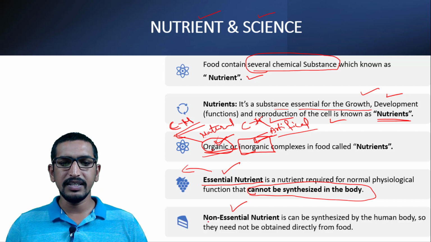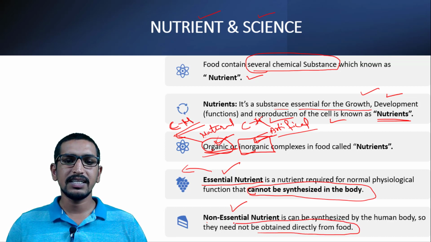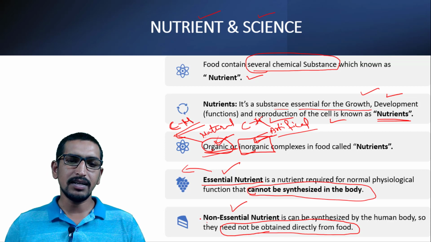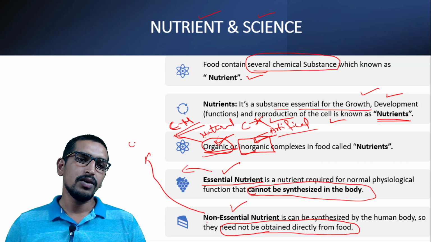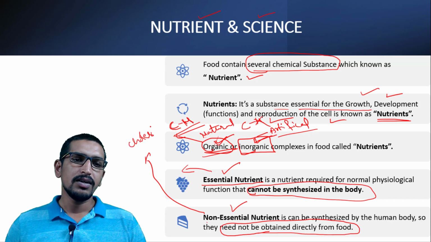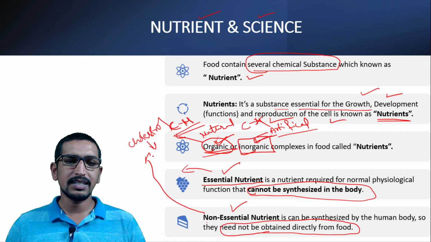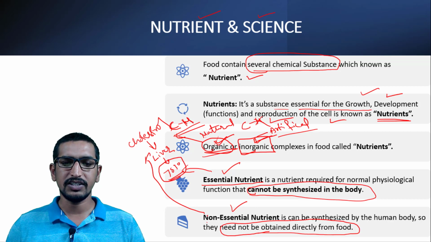Non-essential is nothing but a nutrient the body can synthesize. There is no requirement in the food, it is not required in a direct form of the food. For example, cholesterol is one of the non-essential nutrients, because the body can synthesize it, especially the liver can synthesize 70% of the cholesterol within the body. That's why there is no such requirement in the diet. So that is the non-essential nutrient.